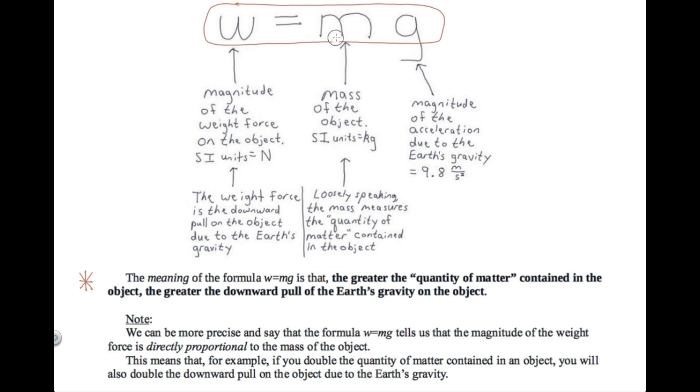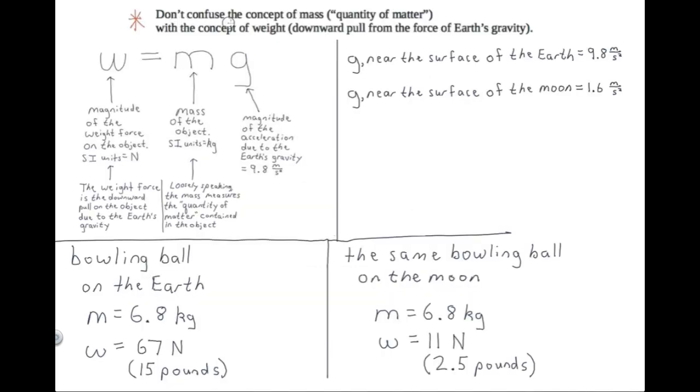For example, a bowling ball contains a greater quantity of matter than a soccer ball. So, a bowling ball feels a greater downward pull from the Earth's gravity. That's why it's more difficult to hold a bowling ball motionless in your hand than to hold a soccer ball. Don't confuse the concept of mass, which represents the quantity of matter, with the concept of weight, which represents the downward pull from the force of the Earth's gravity.